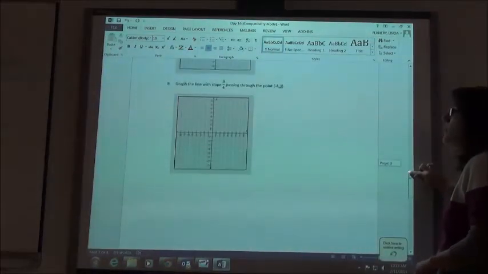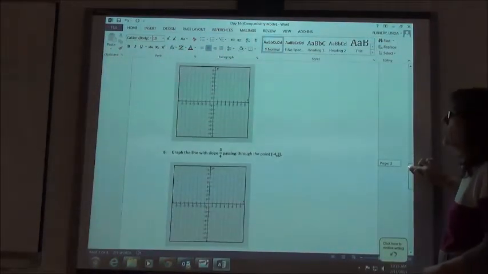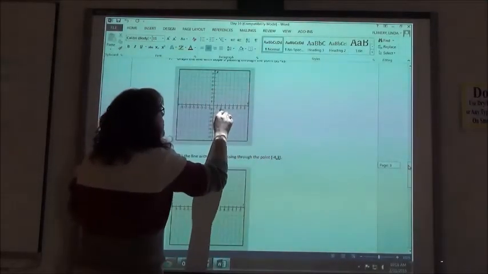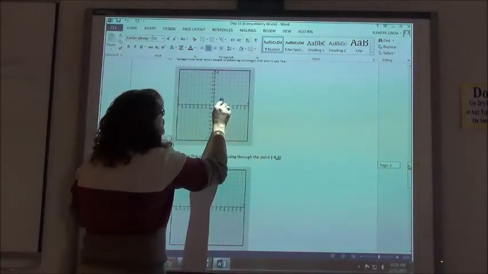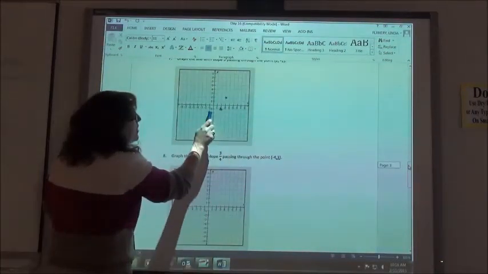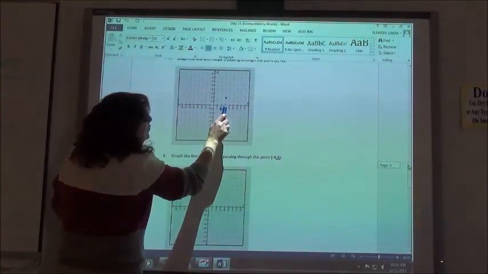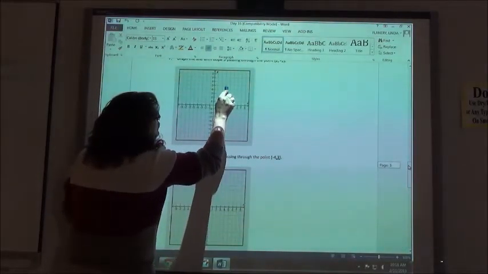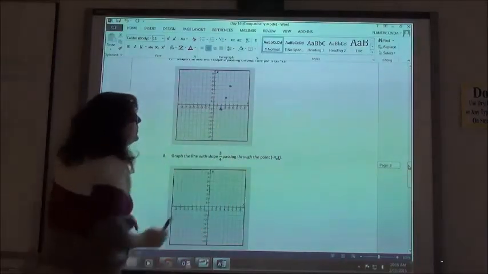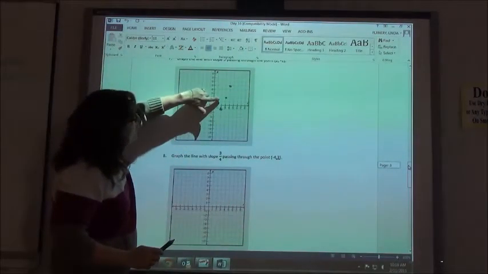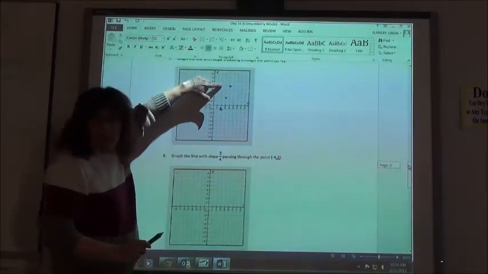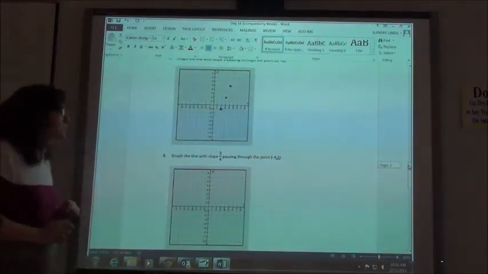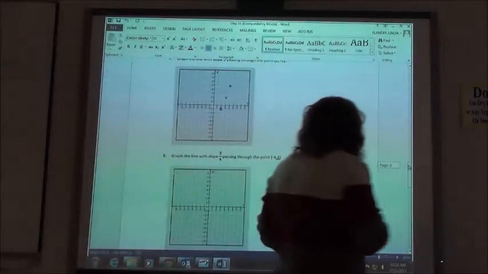Where did I start at? (2, -1). So I went up 1, 2, 3, and over 1, which put it over here at (3, 2), right? Then I went up 1, 2, 3, and over 1. Oh, okay. So every time here I added 3 to my y value because it was going up 3, and then 1 to my x value. Oh, okay.